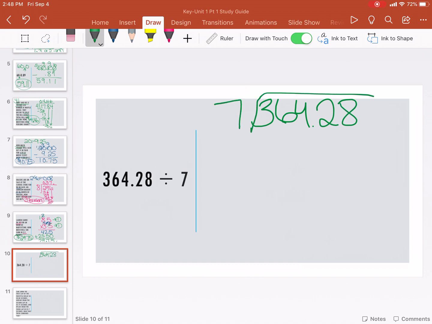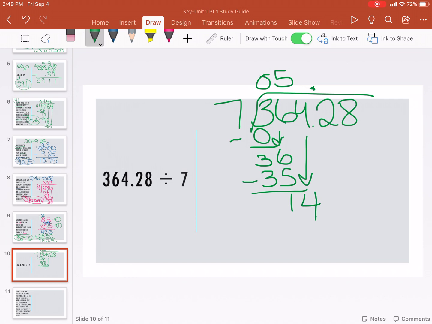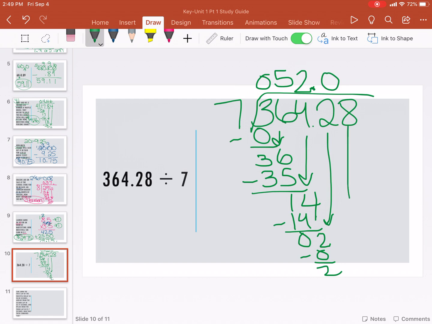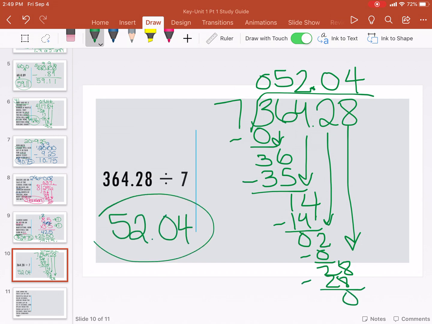Divided by 7. We're going to raise the roof because there's no decimal in the divisor. So 7 goes into 3 0 times. 7 goes into 36 5 times, which is 35. 1 left over. Bring down the 4. Goes in 2 times. Bring down the 2. 7 goes into 2 0 times, but it goes into 28 4 times. So our answer is 52.4.